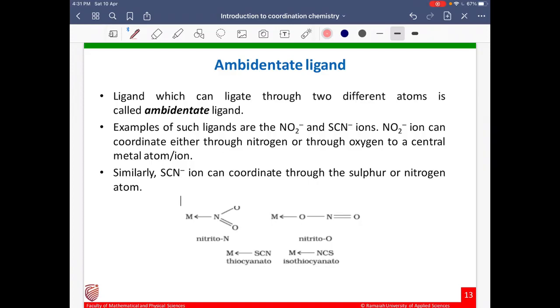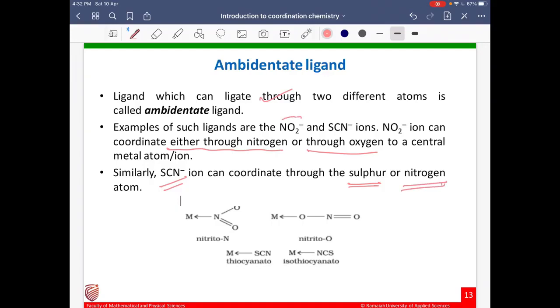Ligands which can ligate through 2 different atoms are called ambidentate ligands. Examples of such ligands are NO2- and SCN-. The NO2- ion can coordinate either through nitrogen or through oxygen, not both together, to a central metal atom. Similarly, the SCN- ion can coordinate through sulfur or nitrogen atom.